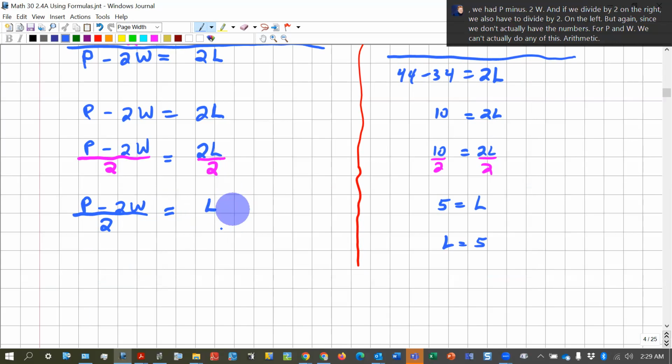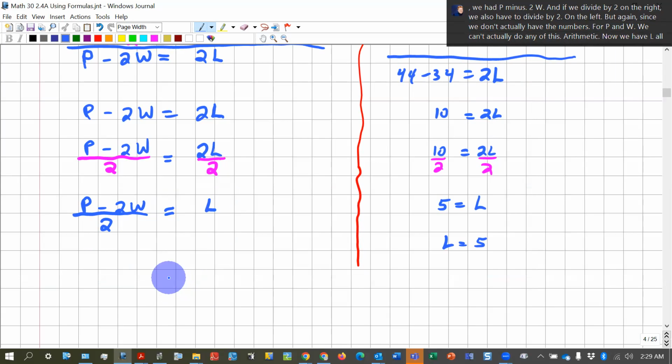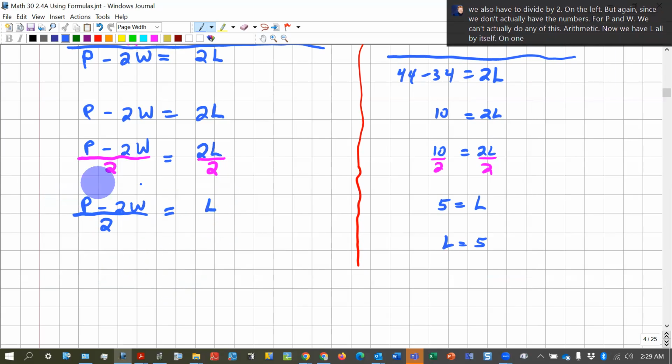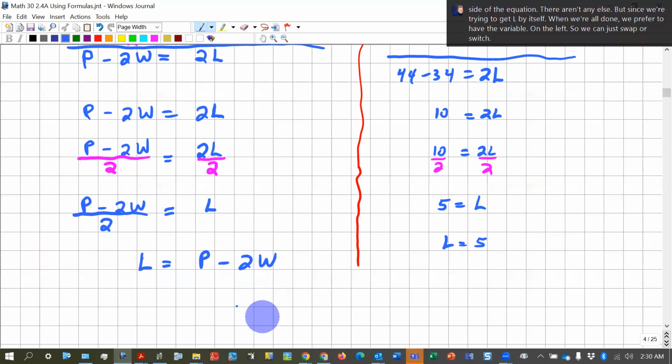Now we have L all by itself on one side of the equation, and on the other side of the equation, there aren't any L's. But since we're trying to get L by itself, when we're all done, we prefer to have the variable on the left. So we can just swap or switch the left side and the right-hand side.